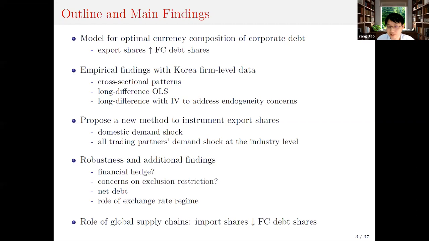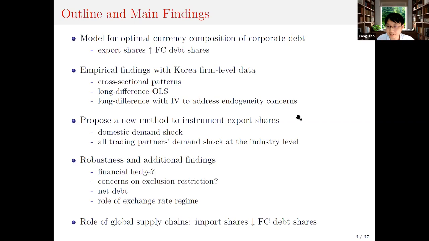firm changes its management team. Previously, maybe the firm doesn't have a management team with a lot of overseas experience, and later they have a management team with a lot of overseas experience that can drive the firms to international trade and also to foreign currency borrowing simultaneously. In order to solve this kind of endogeneity concerns, we will try to use a long difference with IV, instrumental variable approach. So to address these endogeneity concerns, we propose a new method to instrument these export shares.